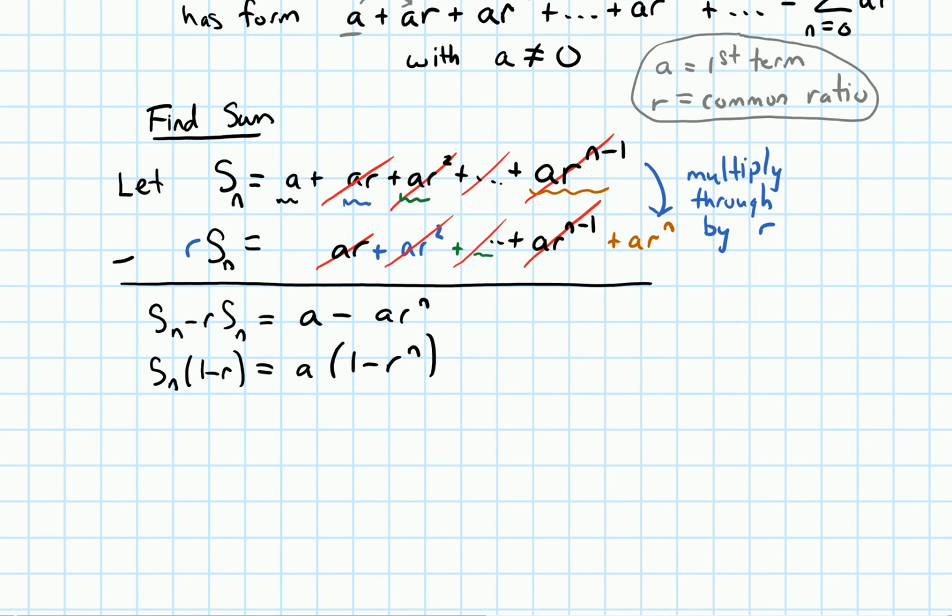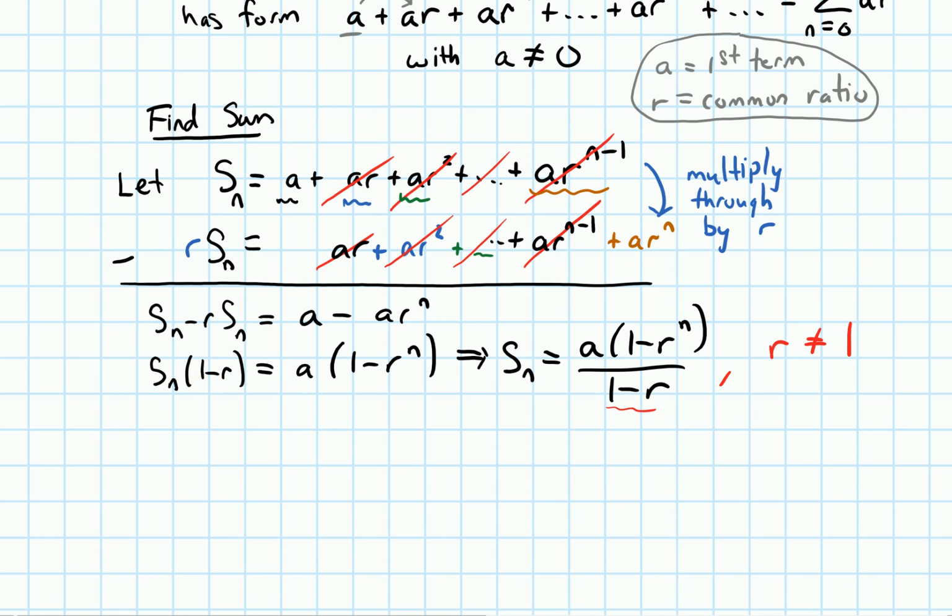Alright, so I want to find a formula for the nth partial sum. So I want to isolate S sub n. So to isolate S sub n, I want to divide by 1 minus r. So I get a times 1 minus r to the n over 1 minus r. The one thing I have to be careful about there is that this thing that I divided by, the 1 minus r, wasn't 0. So I can do this as long as r is not 1. If r was 1, I can't do this method and divide by the 1 minus r.